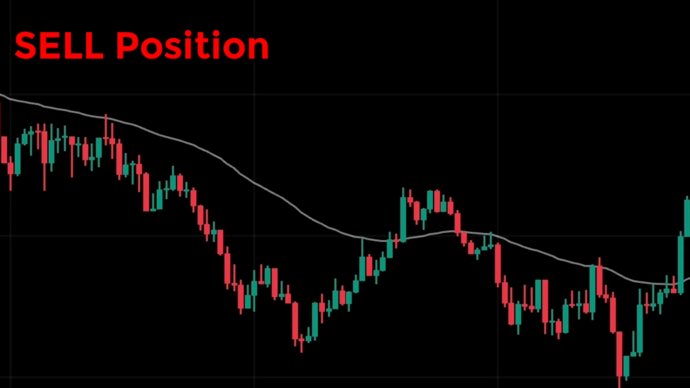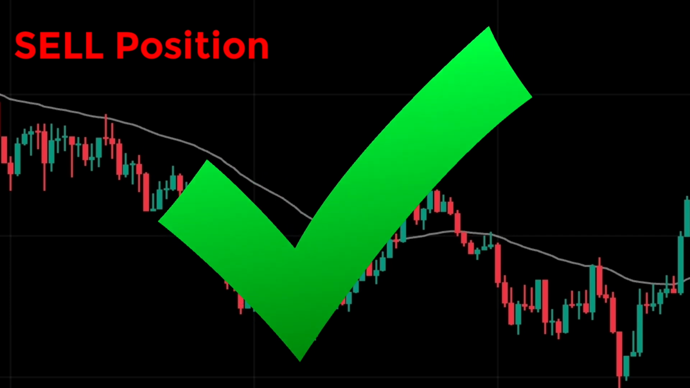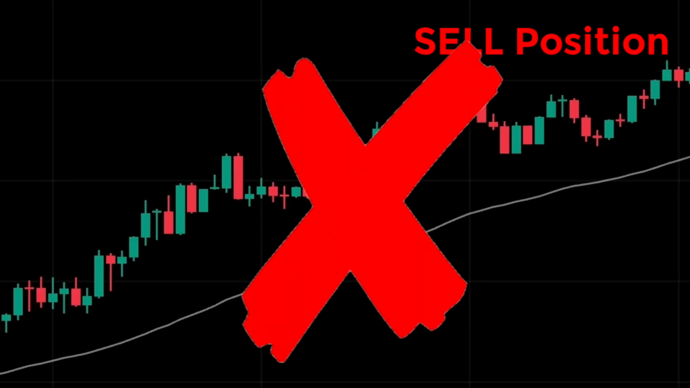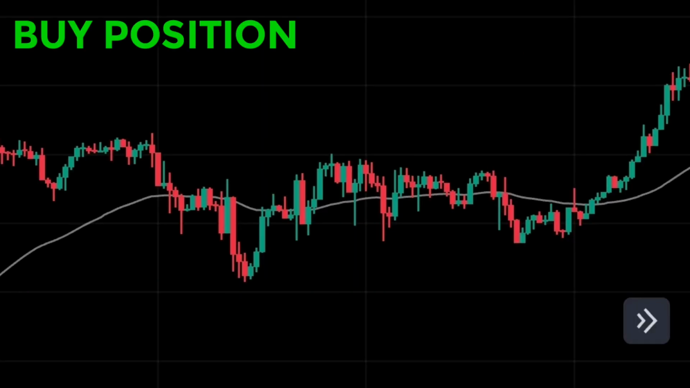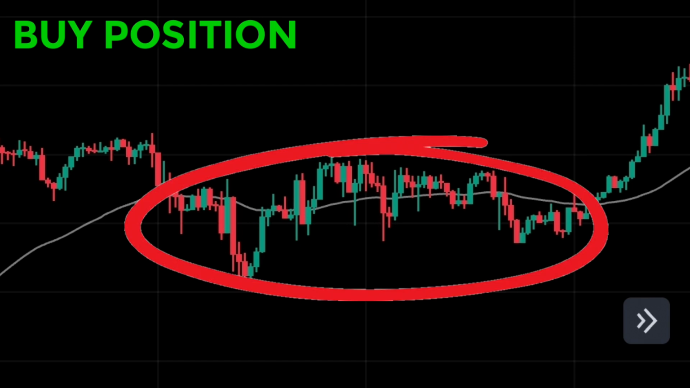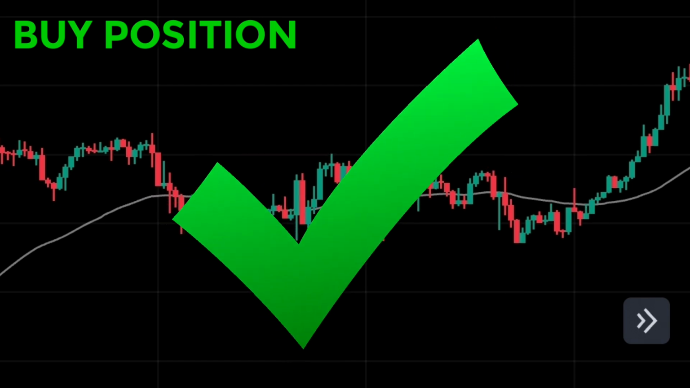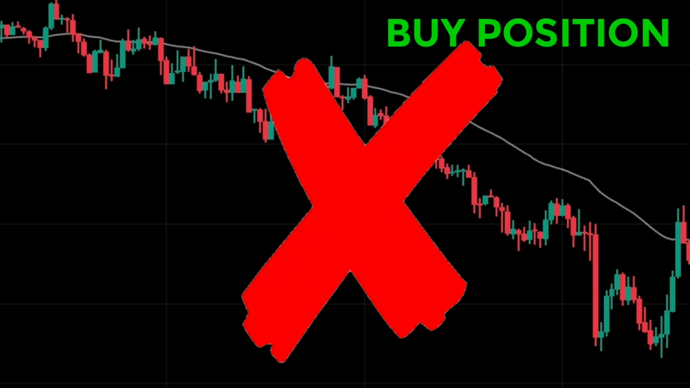I just thought I'd let you guys know, if you're focusing on opening sell positions and you see there's a couple of candles above the 50 EMA, it's not the end of the world. You just need to ensure that the candles are not well above the 50 EMA. The same thing applies when opening buy positions, just the opposite. If there's a couple of candles below the 50 EMA, not the end of the world. You just need to ensure that the candles are not well below the 50 EMA.